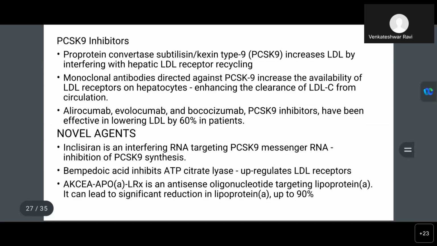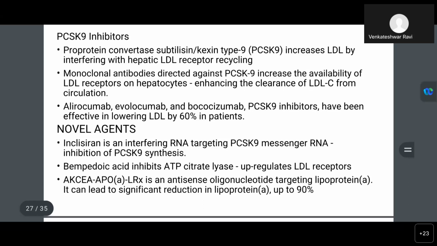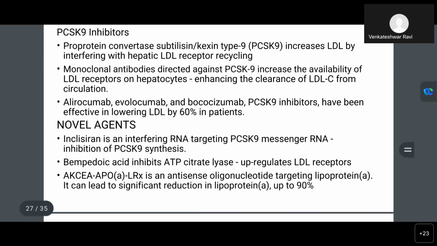Novel agents include inclisiran, an interfering RNA targeting the PCSK9 messenger RNA, inhibiting PCSK9 synthesis. Bempedoic acid inhibits ATP citrate lyase, which upregulates the LDL receptor. And pelacarsen is an antisense oligonucleotide targeting lipoprotein(a). It can lead to significant reduction in lipoprotein(a) of up to 90%.